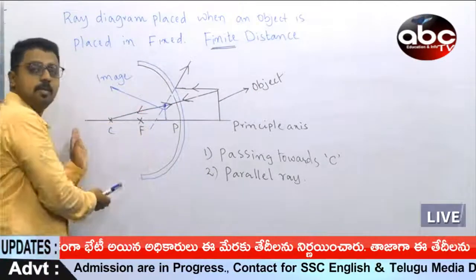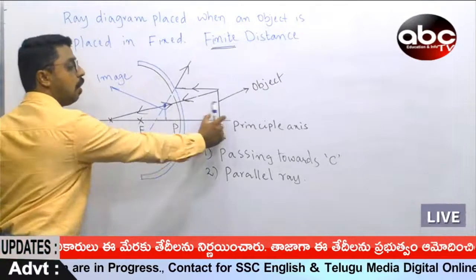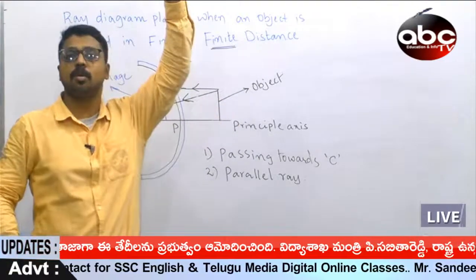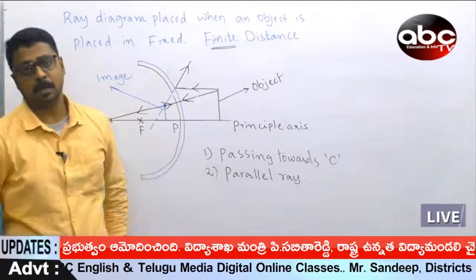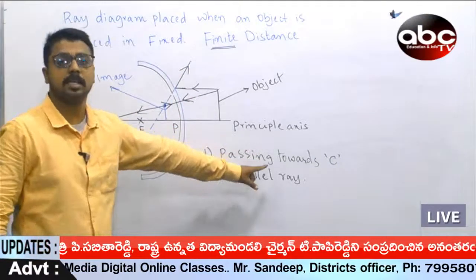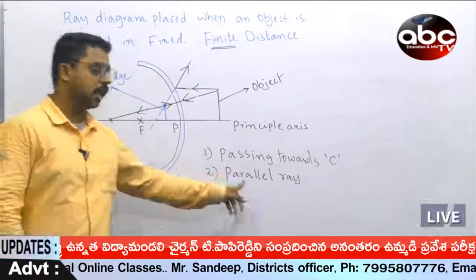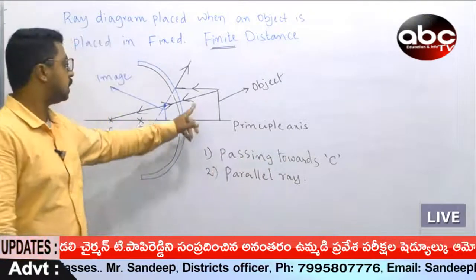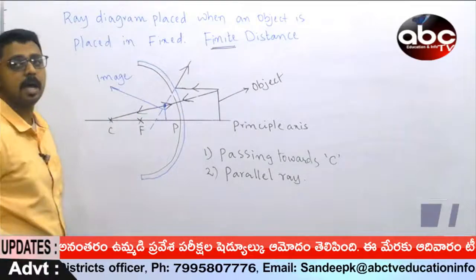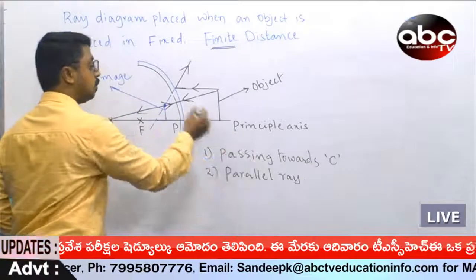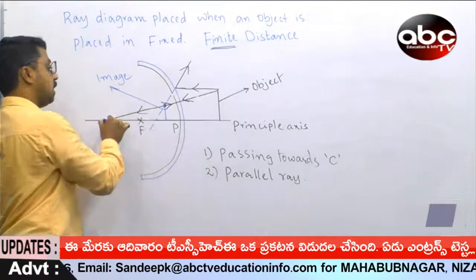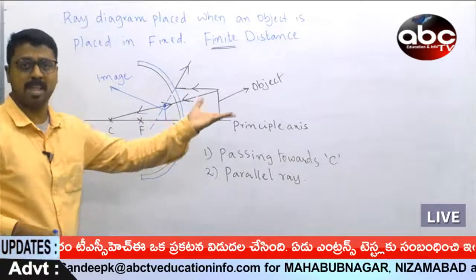Here I have taken a convex mirror and placed an object at a fixed distance, that is a finite distance. It is exactly at this particular point, and I am able to take two rays. The first ray is passing towards the center of curvature. The second ray is parallel to the principal axis. Naturally, the parallel ray diverges away from the mirror, whereas the ray passing towards the center of curvature is deflected 180 degrees, bending in the same path but in the opposite direction.